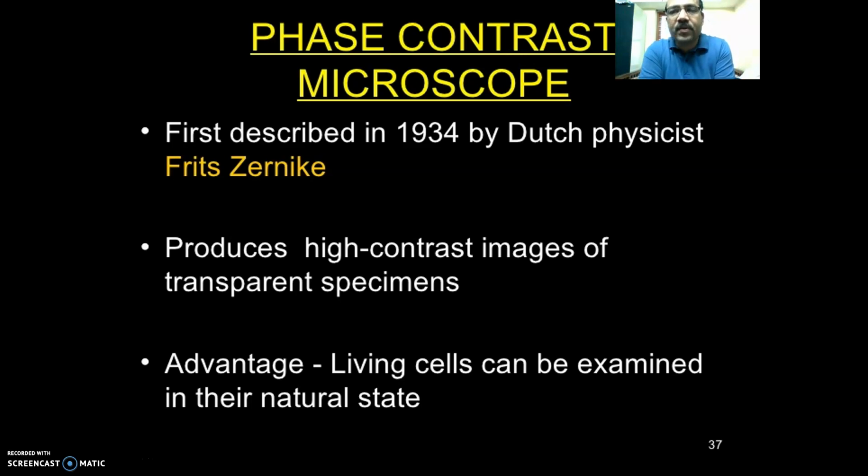What is the phase contrast microscope? First described in 1934 by Dutch physicist Fritz Zernike. These particular microscopes were first described by Fritz Zernike, and produce high contrast images of transparent specimens. The most important significance of this microscope is that it produces a high contrast image of transparent specimens.